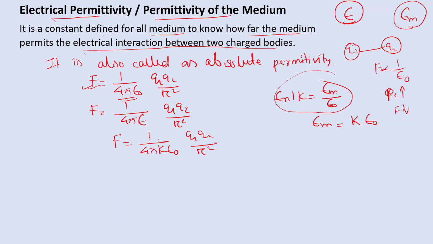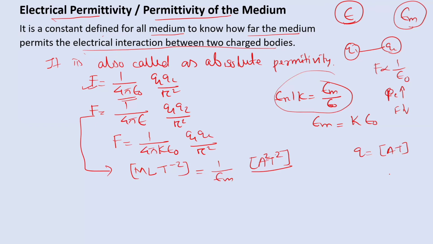Now, how can you calculate the dimension? I think the dimension is very simple. These are all constant terms, and 1 by 4 pi would not give you any dimension, so I'm ignoring it. You can write the dimension of force as M L T minus 2, and it is equal to, for epsilon m, A2 T2 over L square. Because for charge, you know, charge is A T, since current is charge per unit time. From there you can write the dimension of charge. And for R, the distance, it is L square.